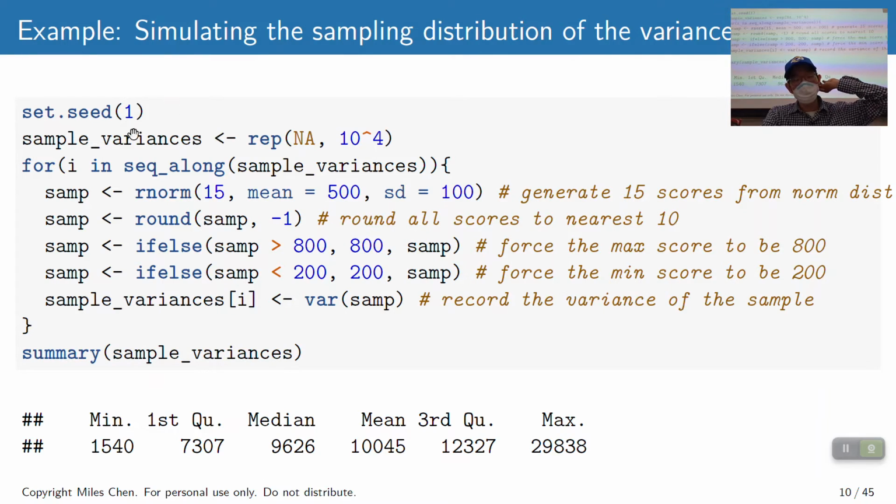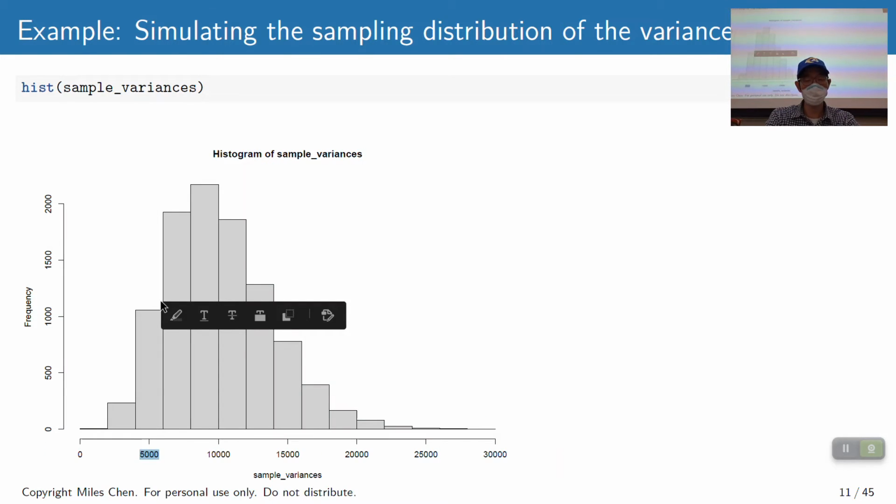So here, I'm going to do this 10,000 times, 10 to the 4. Every single time, I'm taking a random sample of 15 values. Every single time, I'm turning them into SAT scores by rounding them to the nearest ten and making sure the max is 800 and the min is 200. And with each sample of 15, I'm going to calculate the variance and store them in this vector, sample variances.